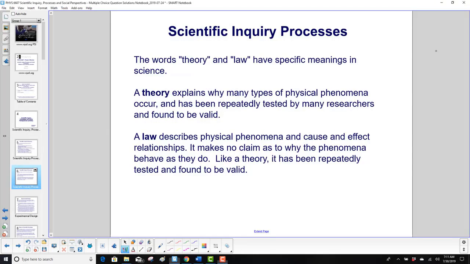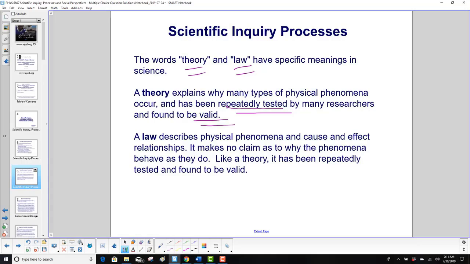There are two key definitions in science that don't quite match what you use in everyday conversation. That's going to be theory and law. A theory explains why many types of physical phenomena occur and has been repeatedly tested by many researchers and found to be valid. A theory is not just saying, you know what, I theorize that maybe the sun won't come up tomorrow. That's not a theory, that's just silliness.